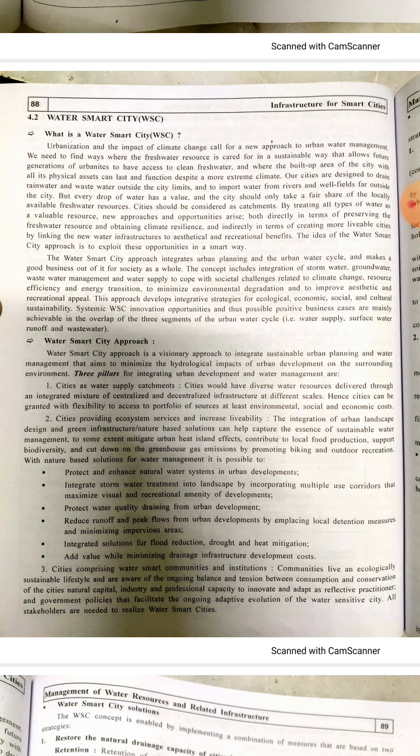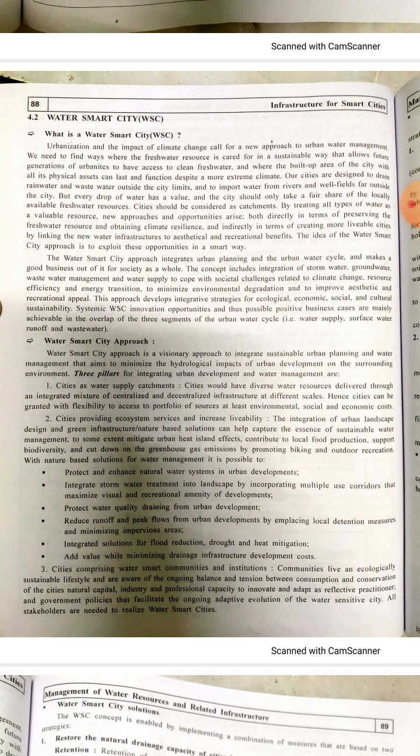And the second topic we start is the water smart city approach. Here there are three main pillars for the water smart city approach. First one is cities as a water supply catchment. Second is cities providing ecosystem service and increasing livability. And third one is cities comprising water smart communities and institutions.